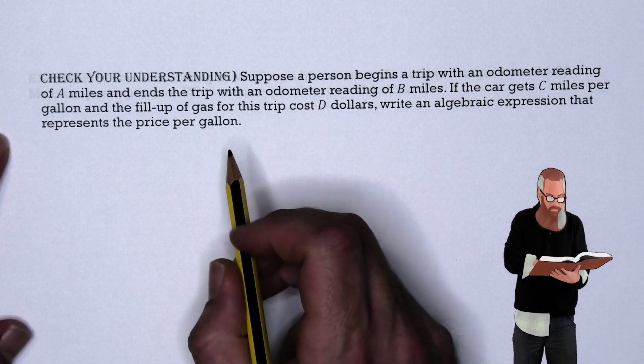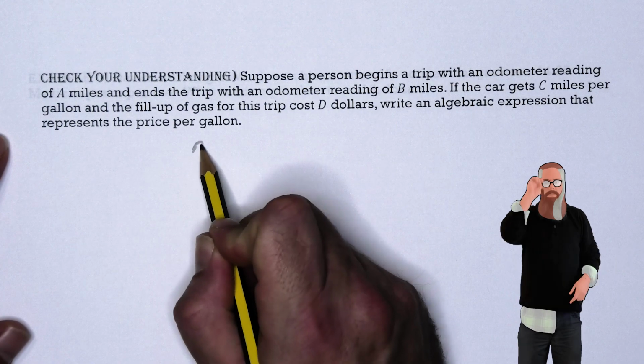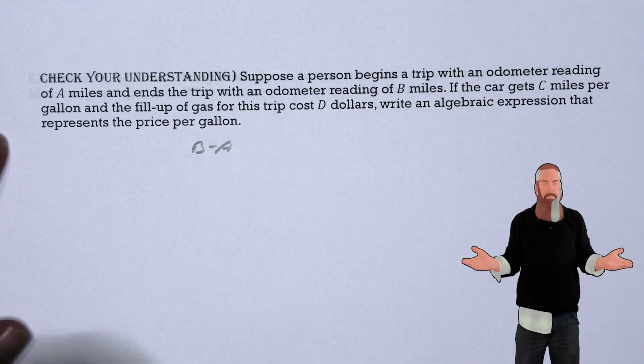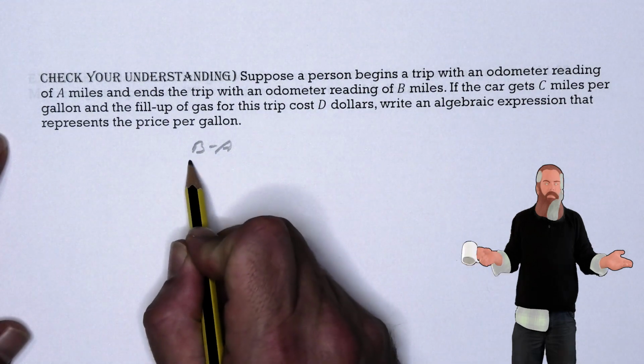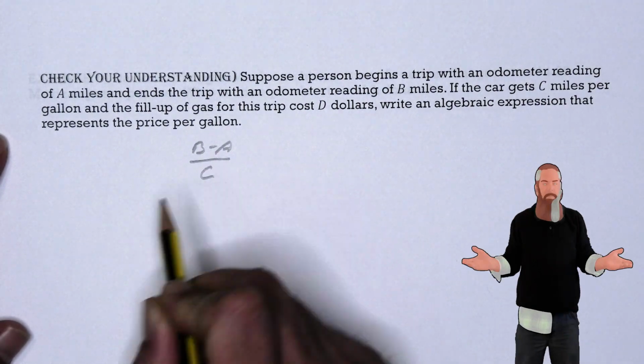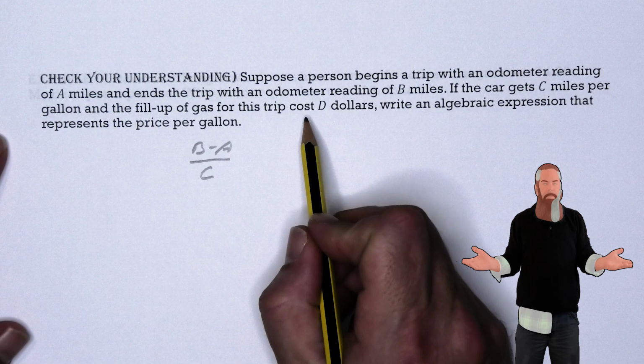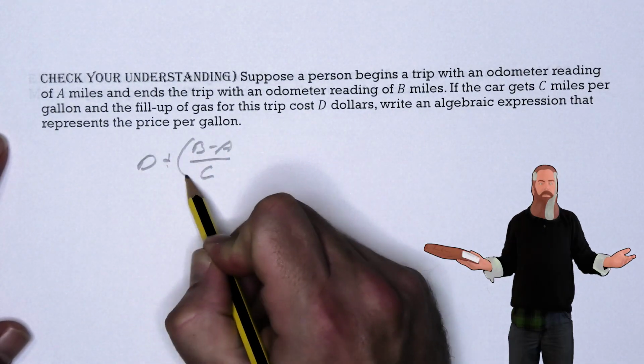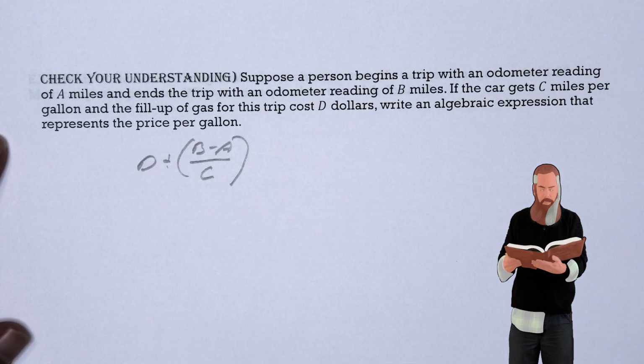First thing we would need to do is figure out how far the trip was, which would mean that we would do B minus A. Now we know how many miles that she traveled, so we could divide that number by C. Then what we would want to do is take the cost of the trip D and divide it by that entire fraction that we have already come up with.